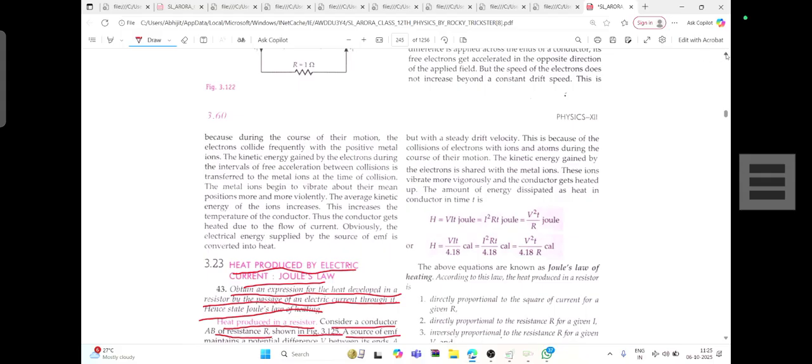I have already told you, in a conductor, when electrons move with a steady drift velocity, this is because of collisions of electrons. I told you about it when I discussed drift velocity. This is because of collisions of electrons with ions and atoms during the course of their motion. The kinetic energy gained by the electrons is shared with the metal ions.